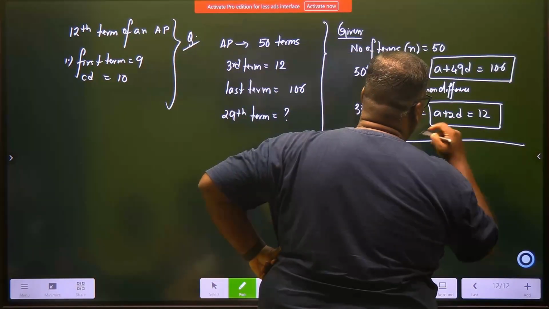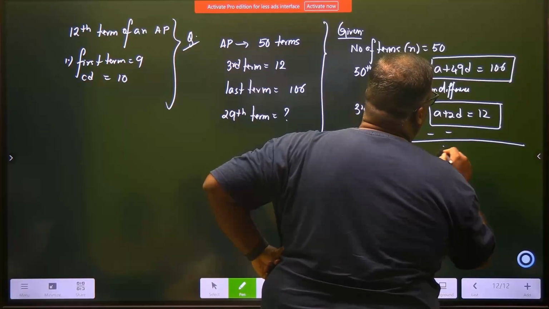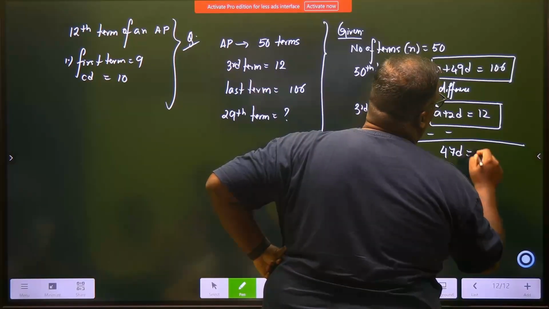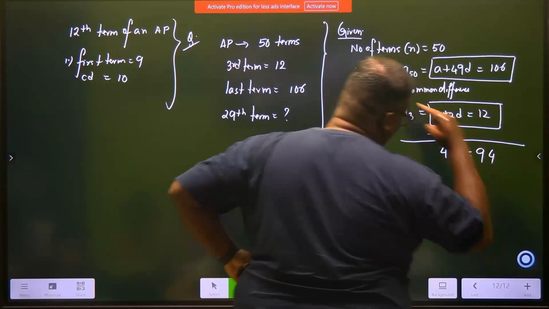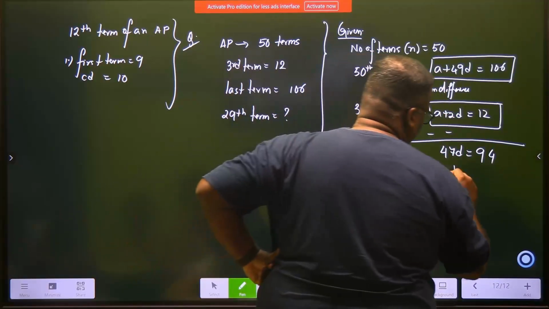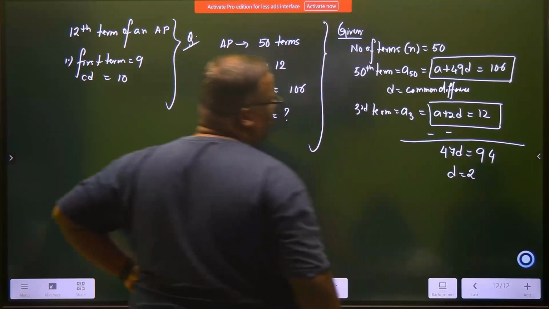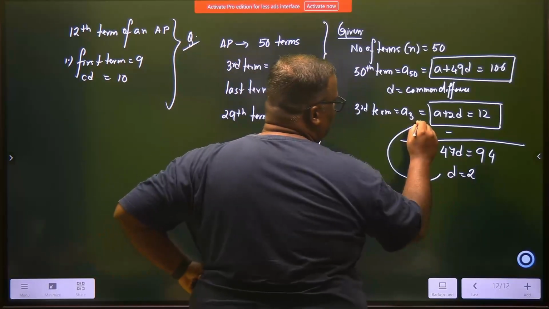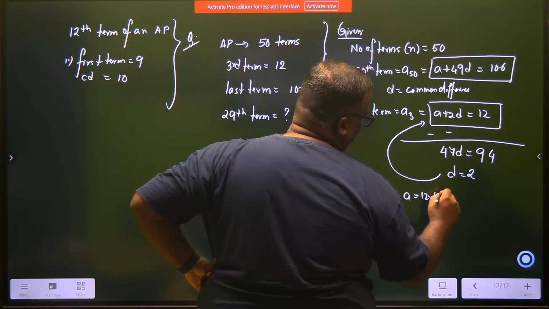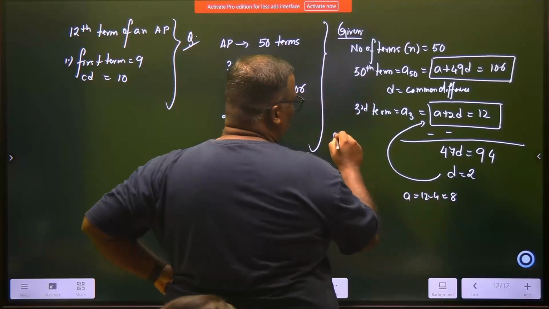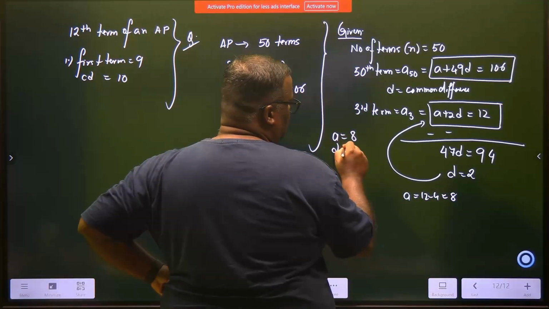So method of elimination is the best. So how much do we get? 47D is equal to how much, beta? 6 minus 2 is 4 and 10 minus 94. That means D is equal to 2, right? D is equal to 2. If D is equal to 2, then put this value in here. You get the value of A as how much? 12 minus 4, which is equal to 8. So you now know A is equal to 8, D is equal to 2.